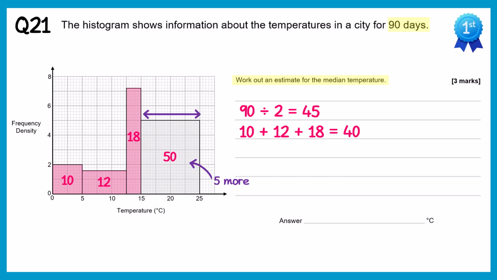The bar has a width of 10, so we want 10% of 10, which is just 1. So we just want to go 1 across, which is this far here. So that purple section that I've shaded there represents 5 more days. Since we've only gone across 1, this value here is 16 degrees, which is the answer to the question.